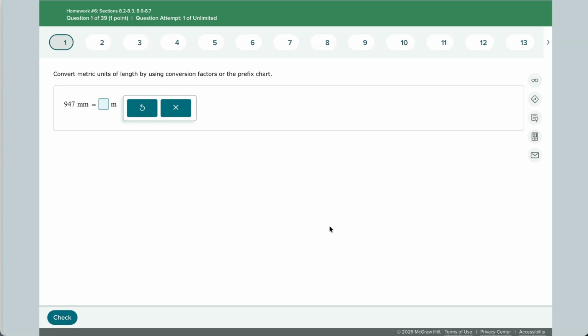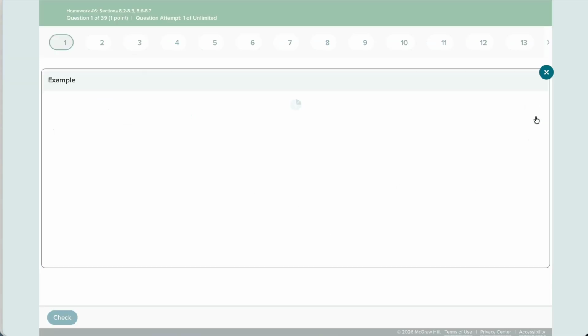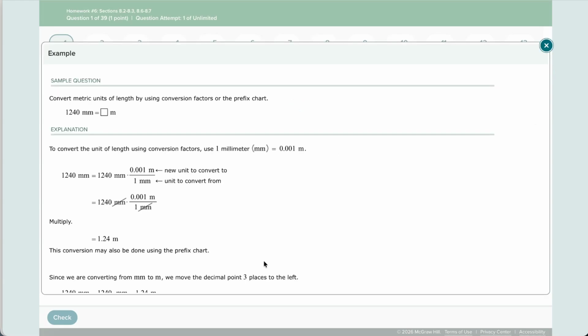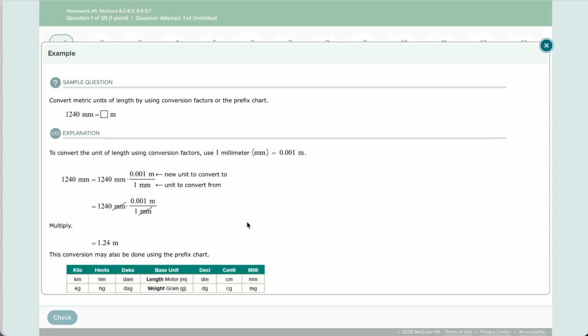Hi, everybody. Welcome back. So just wanted to go over a few problems. Please use the examples to figure out what you need to do. Most of the examples mimic whatever problem you're doing. So we're converting metric units of length by using conversion factors or the prefix chart.